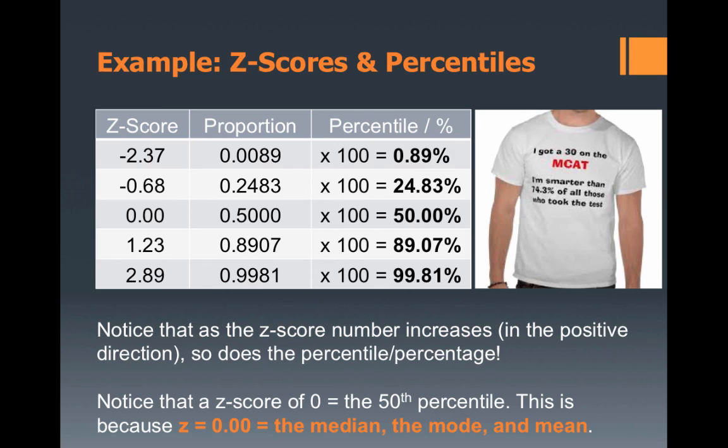So one way we can think of this again is that these are all percentages. These are all percentile ranks. So you can say that if you had an MCAT score of 30, which corresponded to some z-score, you can say that you're smarter than 74.3% of all of those who had taken the test. Again, thinking about cumulative percent in the frequency table.